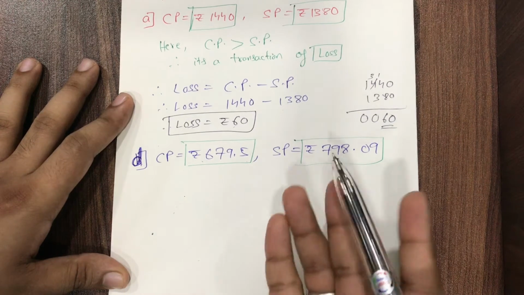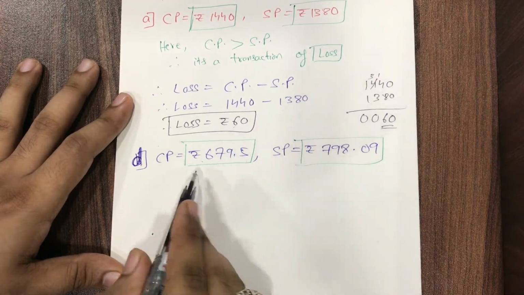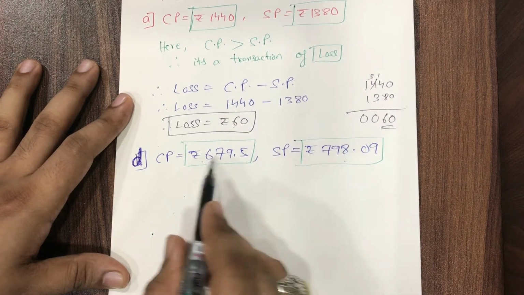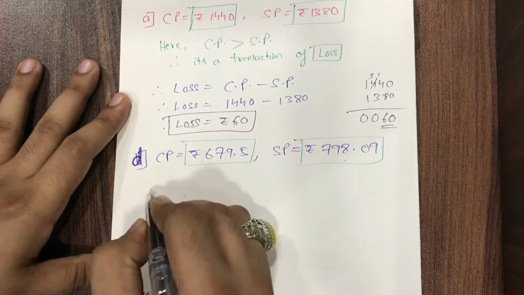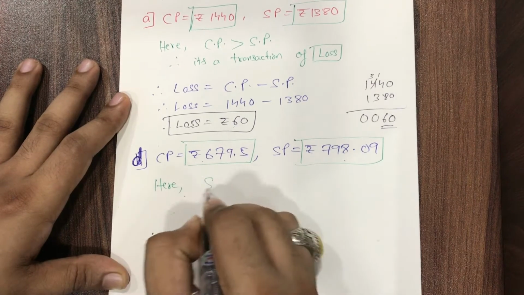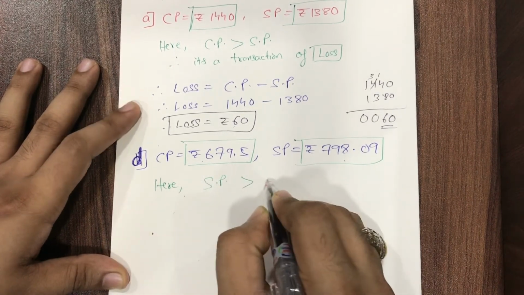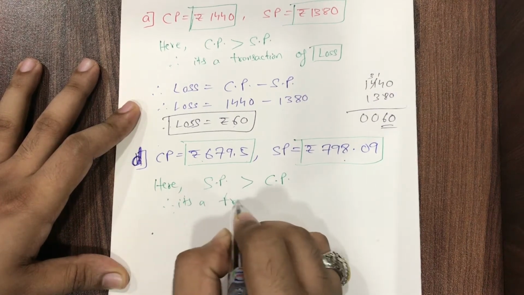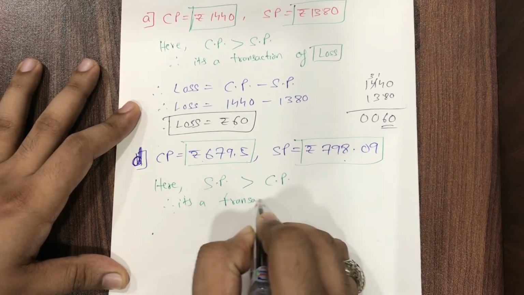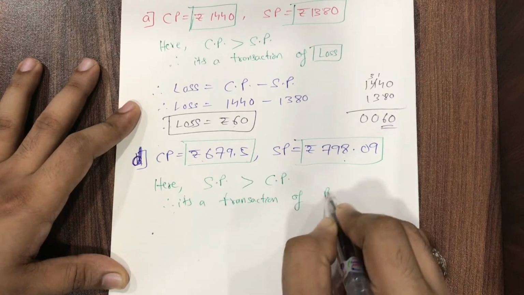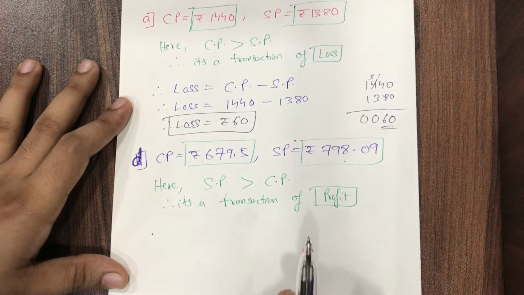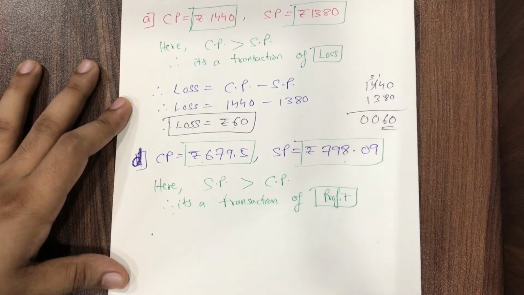So students, which is greater? Here is the selling price at a higher side or the cost price at a higher side? Of course, 798.09 is bigger as compared to 679.5. So what will we say in the solution? In the solution, we will say here selling price is greater than the cost price. Therefore, it's a transaction of profit, because selling price is greater than cost price. That's it. Now we just have to solve it. We have to find profit because the transaction is profit.